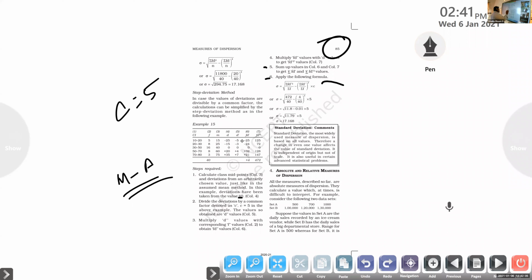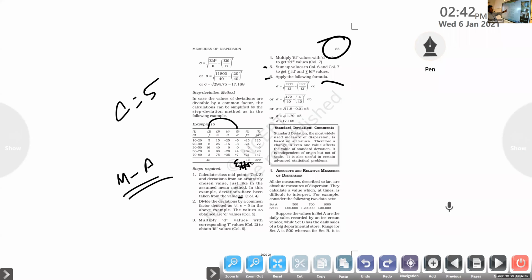So D dash multiply by the values of F. Okay, so minus 5 into 5 it is minus 25, minus 3 into 8 it is minus 24. 0 into 16 and 3, 0. Next one it is 4 multiplied by 8, 32, 7 multiplied by 3, we got 21. So sigma FD is equal to 4. Sigma FD is 4. You got that?